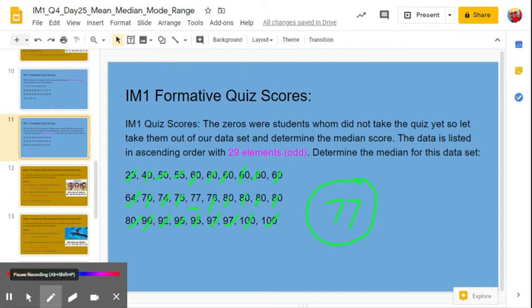Interesting, when we take out those 5 zeros from the data set, our median now is 77. So that went up just like last time. The average went up, right? When we did the mean, it went from the low 60s to the low 70s. Here, the median went up from 72 to 77 when we removed those zeros from the data set.